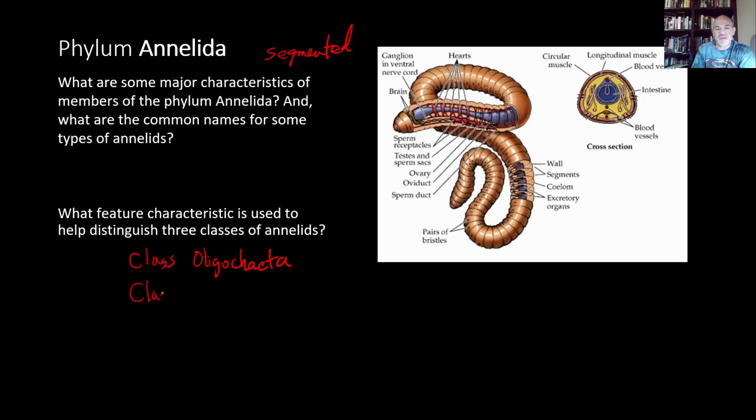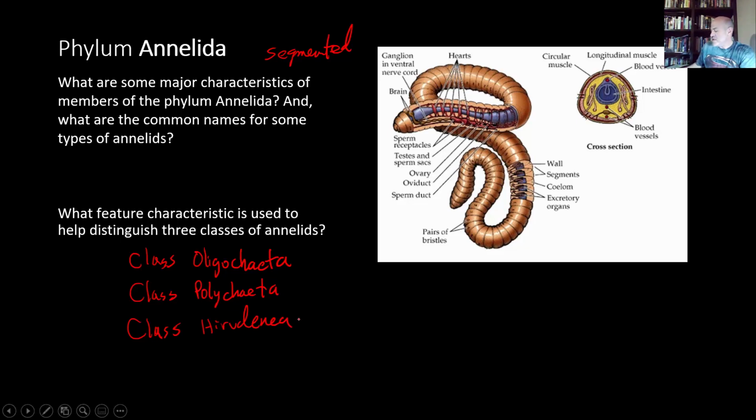Then we have the class Polychaeta. Poly means many, and these are very pronounced in this one. You'll see what I mean in a little bit. In the polychaetes, the bristles are much larger and may have even more function than just providing traction. The last class has very few bristle-like structures, and the internal structures are not as segmented. These segments do have repeating patterns, but the class is called Hirudinea, and these are the leeches.